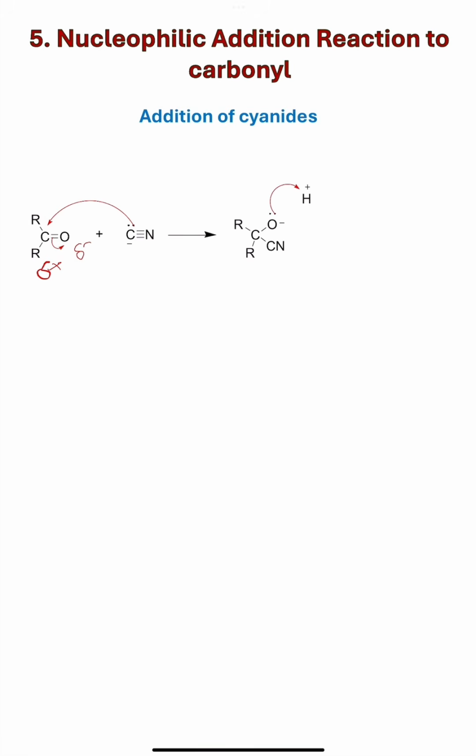Usually this reaction is carried out by using acidified potassium cyanide. So the proton from the acid will then be added to the oxygen with the negative charge. Notice the movement of electrons from the oxygen with the negative charge, with the lone pair of electrons, towards the proton from the acid. That will give you the final product, which is called the hydroxynitrile.